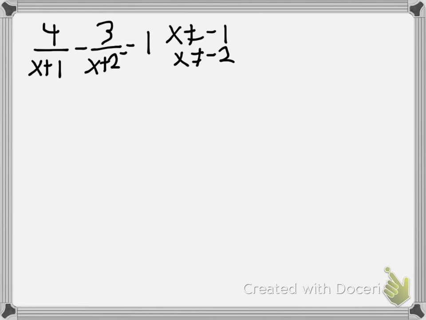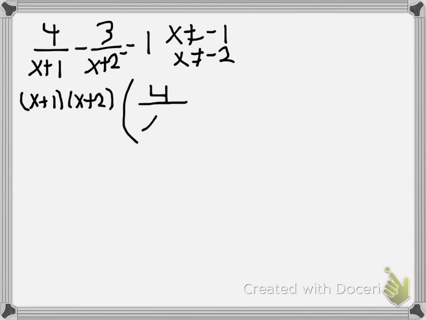All right, so what is my least common multiple? We'll take x plus 1 times x plus 2 times 1. So multiply everything by x plus 1 and x plus 2. Four over x plus 1 minus 3 over x plus 2 equals 1. Alright, so the x plus 1's in the first one cancel out, so I have 4 times x plus 2. Please make sure you distribute. So you get 4x plus 8.